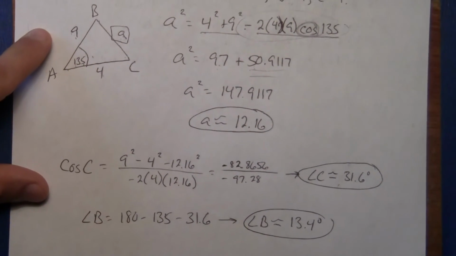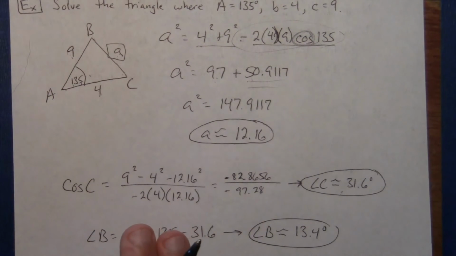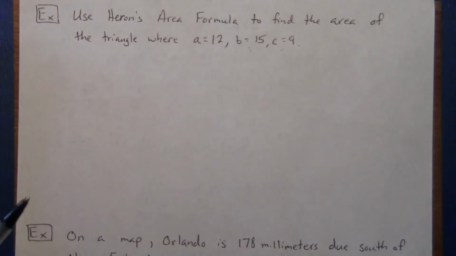So remember, big picture when doing this problem, because it's not overly difficult, is if you start using the law of cosines, finish using it. If you start with the law of sines, finish using it. It's just a good rule of thumb. Not that you have to do it that way, just recommended.